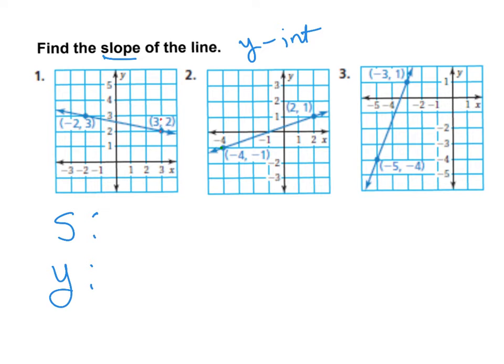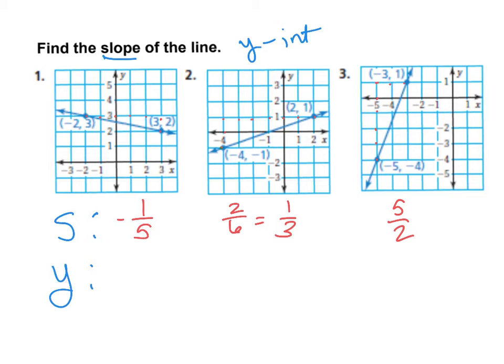I go 1, 2, 3, 4, 5 backwards, so it's negative 1/5. Slope here, I go up 2, 1, 2, 3, 4, 5, 6. So 2 over 6, I'm going to simplify that to 1 over 3. Slope here, 1, 2, 3, 4, 5 over 2. Can't simplify it. There's all my slopes.